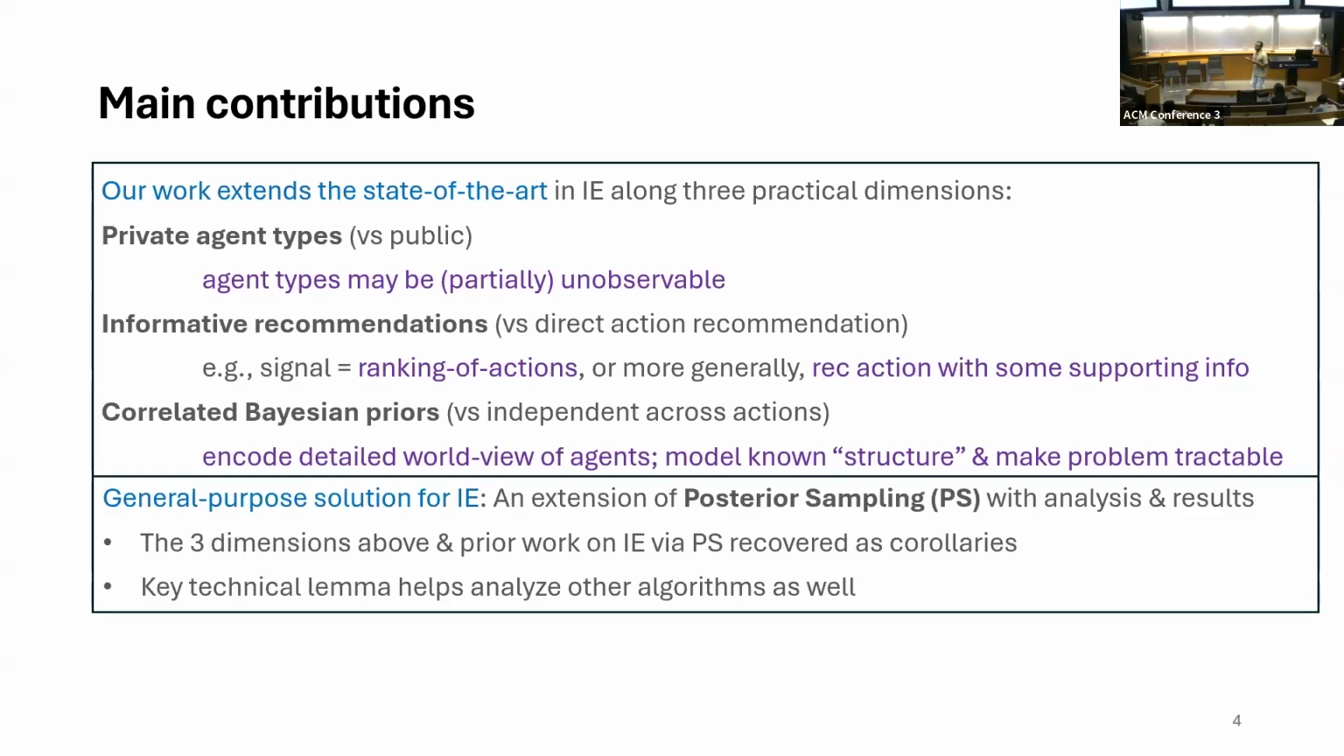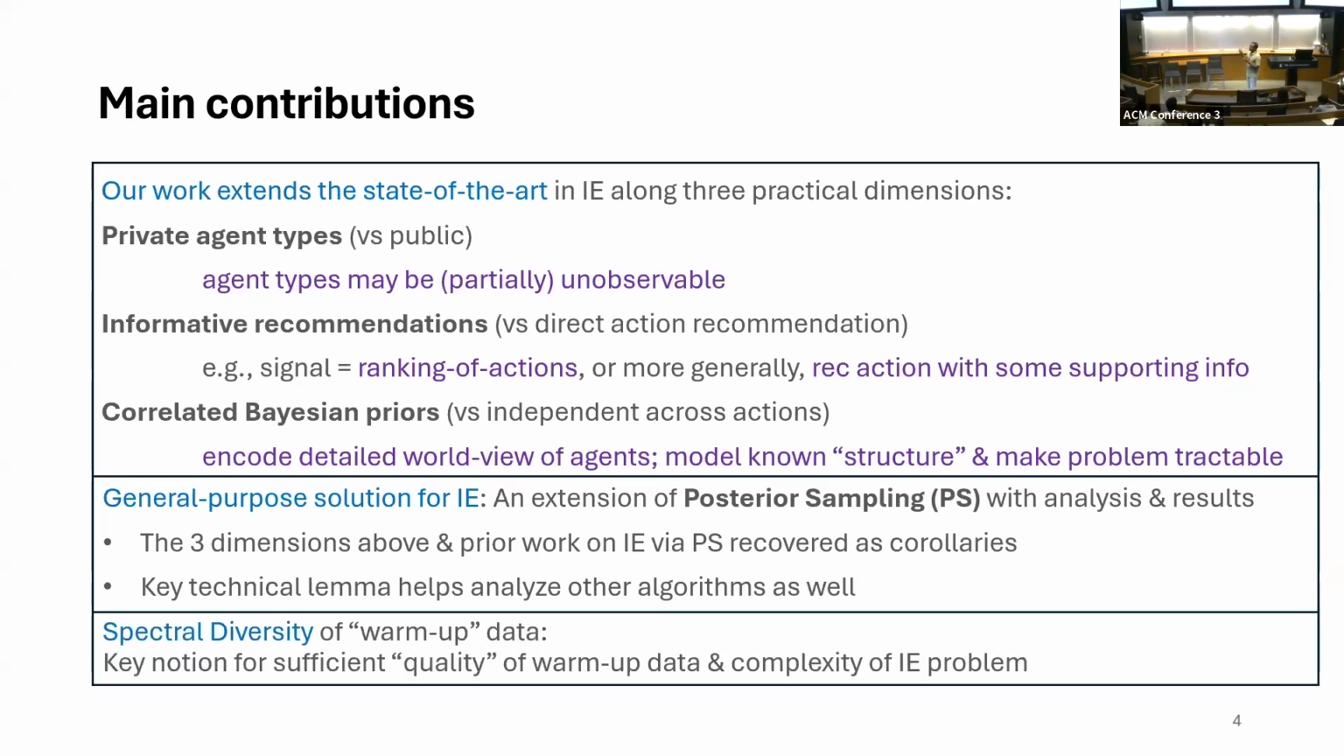Our workhorse here is a version of posterior sampling, which is a celebrated multi-armed bandit algorithm. We pitched this as a general-purpose solution for incentivized exploration. We provide theoretical guarantees for it, which, among other things, recover the three objectives highlighted above as corollaries, as well as all prior work on incentivized exploration via posterior sampling. We're also able to identify a key notion of data complexity, which in a way also encapsulates the hardness of the incentivized exploration problem. And I'll talk more about it towards the end of the presentation.